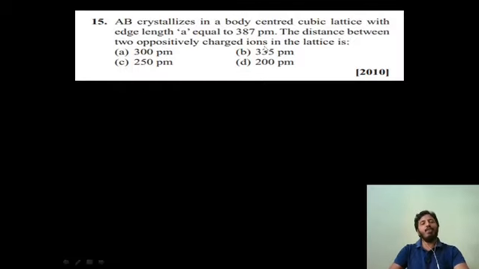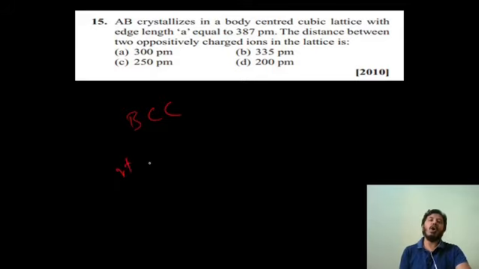Look at question number 15. AB crystallizes in a body-centered cubic lattice with edge length a equal to 387 picometer, and the distance between two oppositely charged ions in the lattice site is. So here the question is very tricky because it looks very similar to the previous question, but it's not. For BCC, they have asked to find the distance between two oppositely charged ions, which means we have to calculate the sum of r+ and r-.